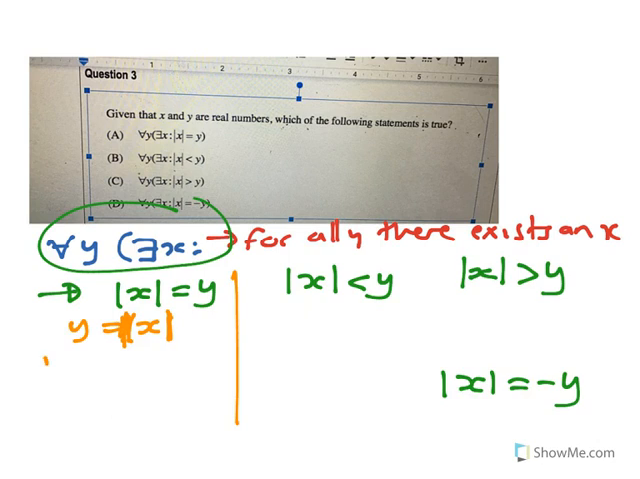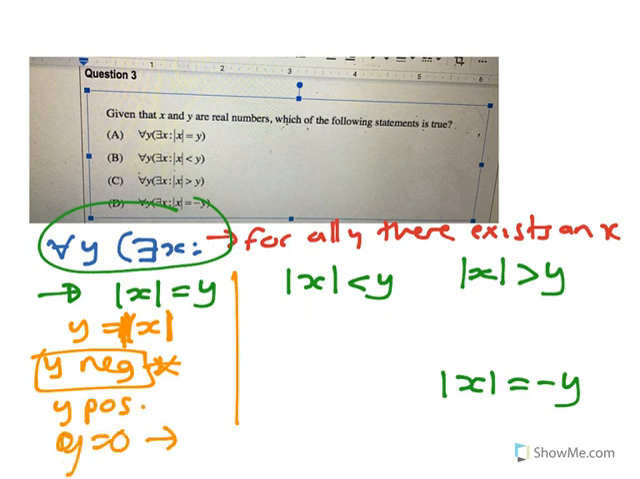Now, if y was negative, then this can't be true, because there does not exist an x for this to happen. Okay, so it's not true for all y. It's true for positive y, and it would be true for 0, where y is 0. You could get an x, that's where x equals 0.